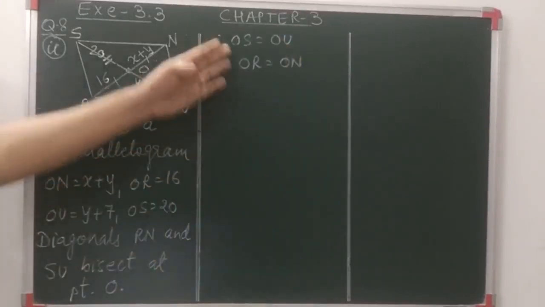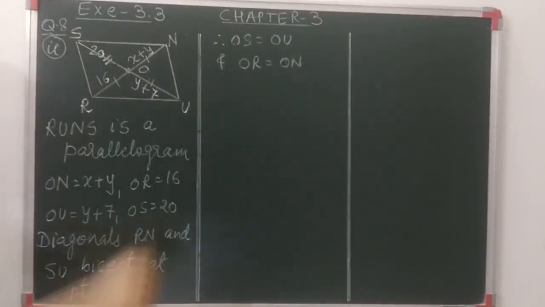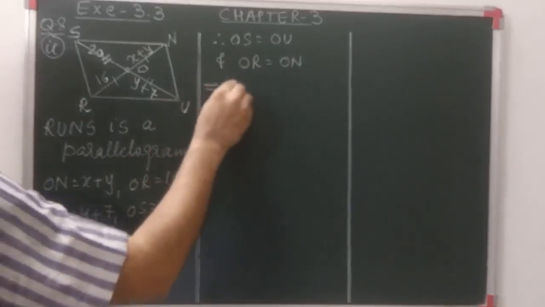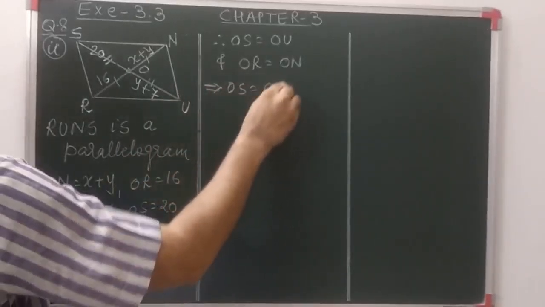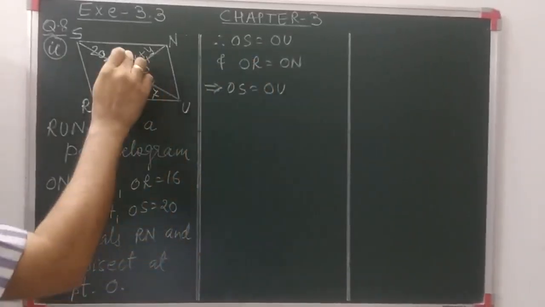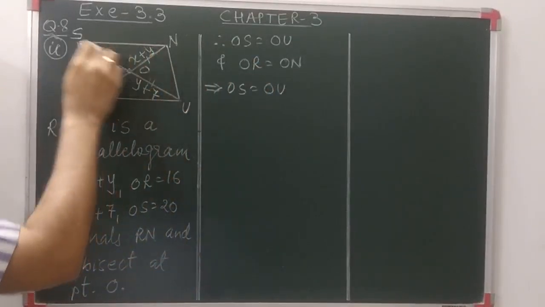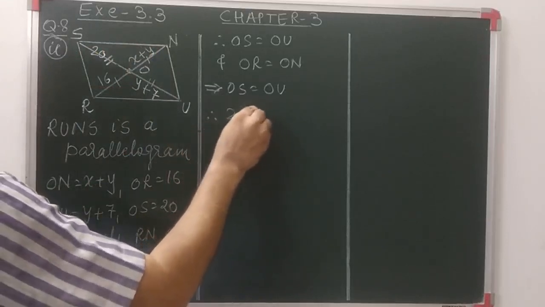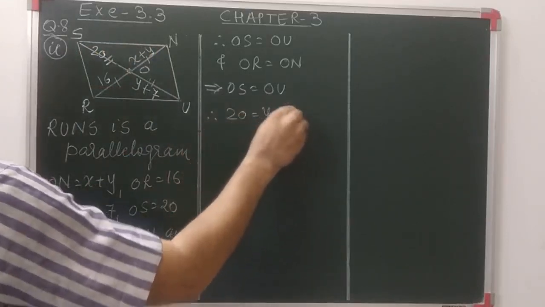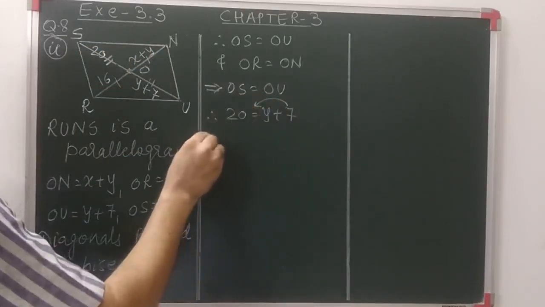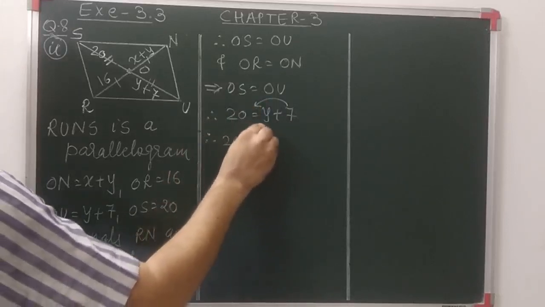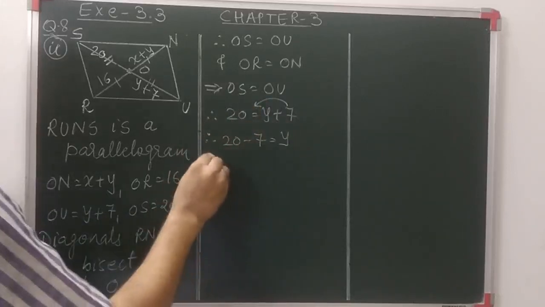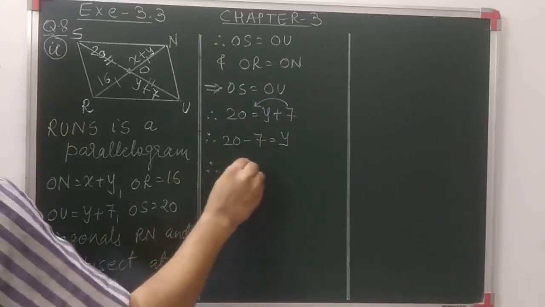So let us use both of these to find out x and y. We'll go for first OS is equal to OU. You can go for this also, but here we have to find out x and y both, so let's go for this first. It is quite easy. This is 20 and y plus 7. Let us take 7 to the left hand side. It comes in the subtraction. 20 minus 7 is equal to y. So the value of y is equal to 13.